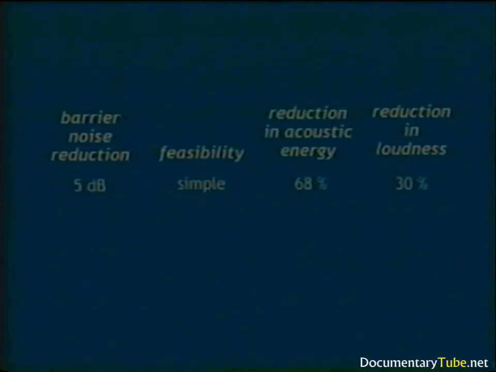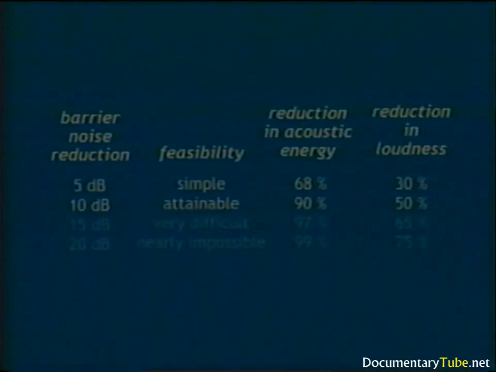With this, you can achieve a 68% reduction in acoustic energy, which equates to a 30% reduction in loudness. The actual insertion loss for such a barrier could be less than 5 dB because of the partial loss of acoustically soft ground attenuation as discussed earlier. It is also usually quite feasible to achieve a 10 dB reduction using walls or berms of reasonable height. Here you would get a 90% reduction in acoustic energy and a loudness reduction of 50%.